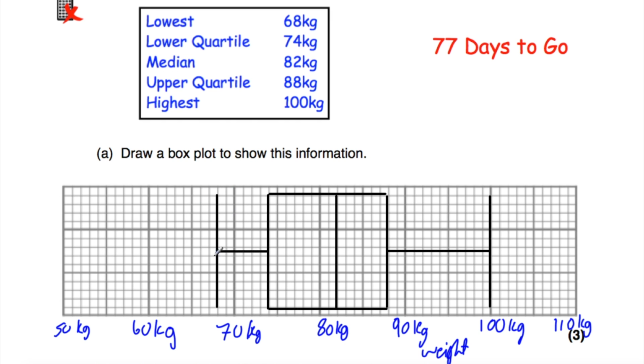So we've got 68 kilograms, we've got 74 kilograms, 82 kilograms, 88 kilograms, and 100 kilograms. And I've joined up the lower quartile, median, and upper quartile, like so, as a box. And then I've drawn lines to the two ends, the two whiskers, I suppose. Some people call it a box and whisker diagram. So I've joined it up to the lowest value and to the highest value with those lines. And that's it. That's the box plot in part A.